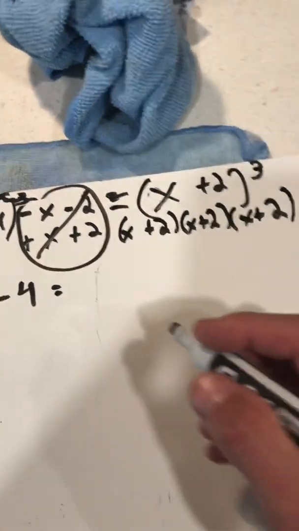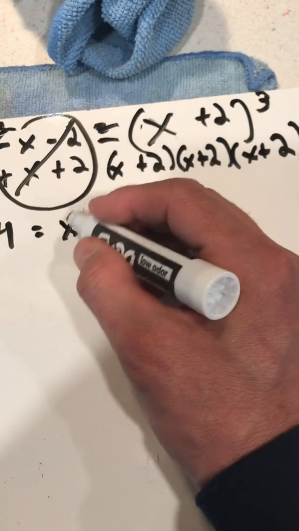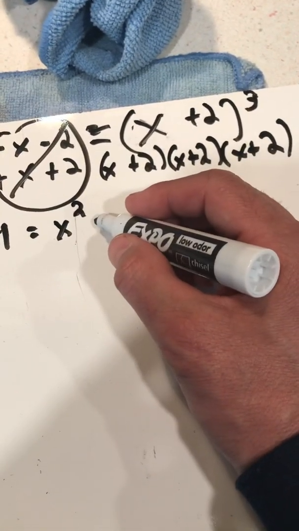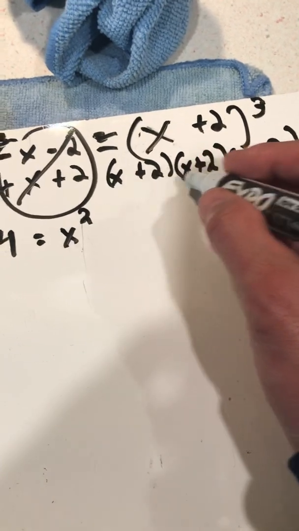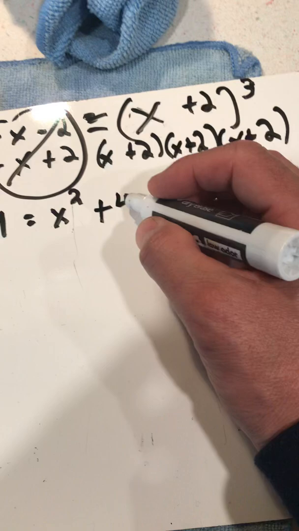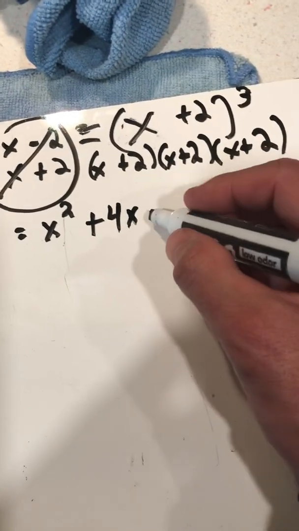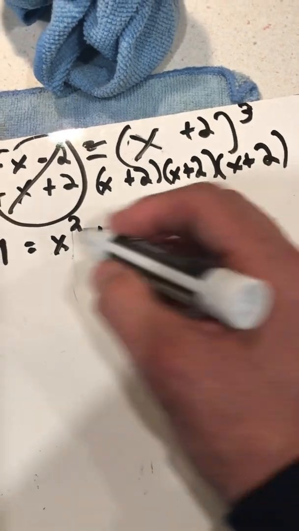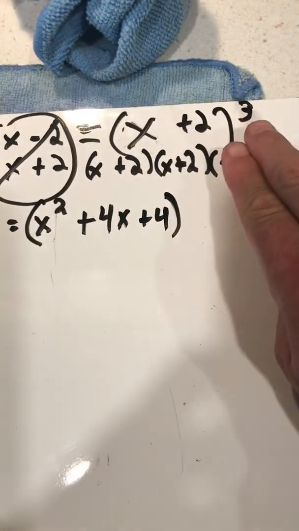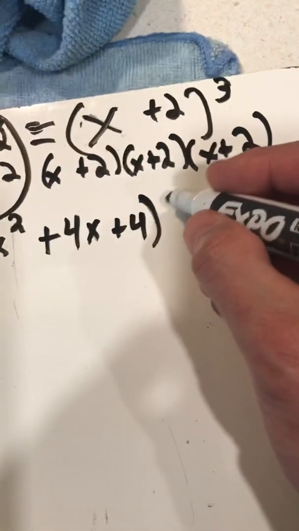So we're going to FOIL this here. x times x is x squared. x times 2 is 2x. And then 2 times x is another 2x. So that's going to total up to 4x. And then we do 2 times 2. Well, that's 4. So fellas, we've only done these two FOILed. Forget about that third one. We FOILed those two. Now we do the third one.